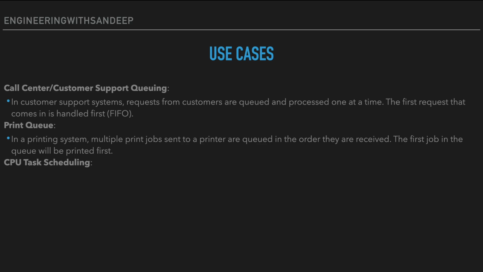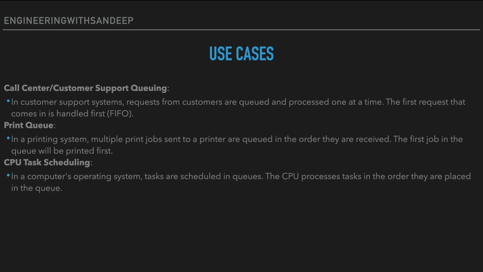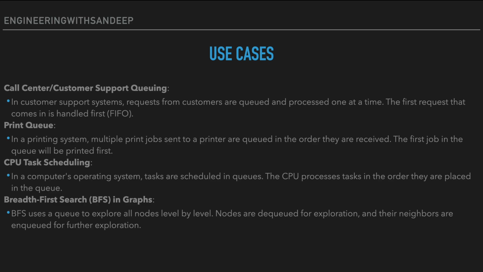Another example in the real world can be internally under CPU task scheduling. In a computer operating system like Mac OS or Windows OS, the tasks are scheduled in the queue, right? And the CPU processes the task in the order they are placed in the queue. Another example can be used in algorithms and data structures like graph. For doing breadth first search in graphs, BFS uses a queue to explore all the nodes level by level. These nodes are dequeued for exploration and their neighbors are enqueued for further exploration.